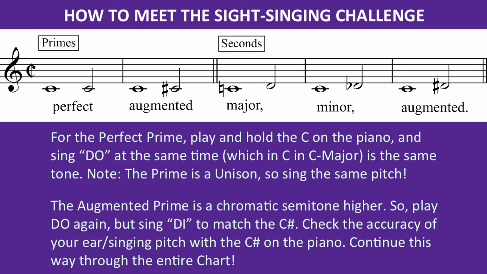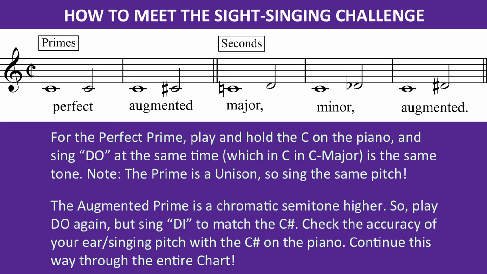For the perfect prime, play and hold the C on the piano and sing Do, which is the same tone as C in C major. Do. The prime is also the unison. The augmented prime is a chromatic semitone higher, so play Do again on the piano, but sing Di, spelled D-I, for the C sharp.